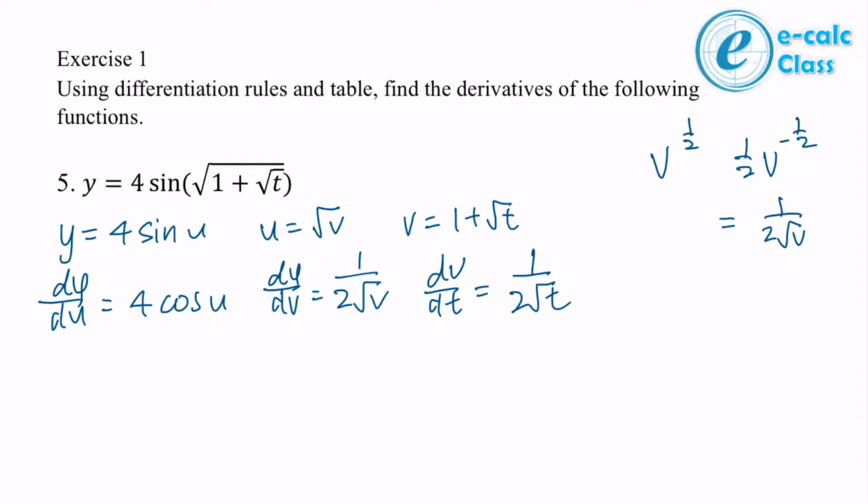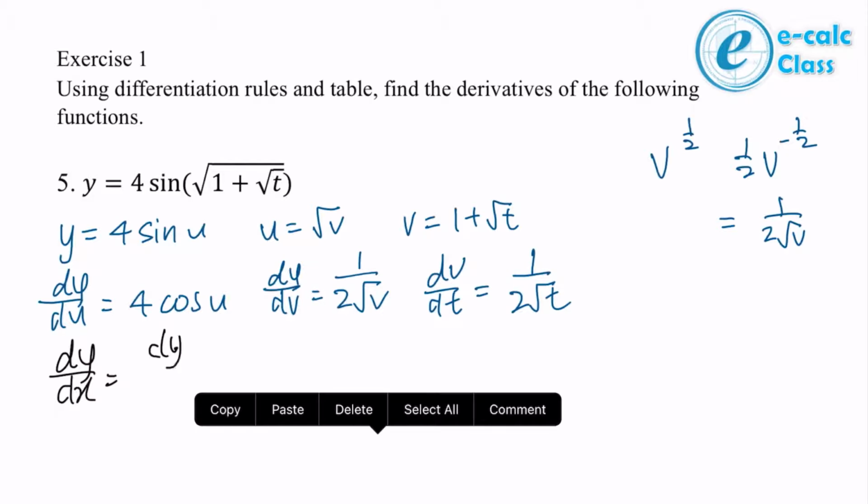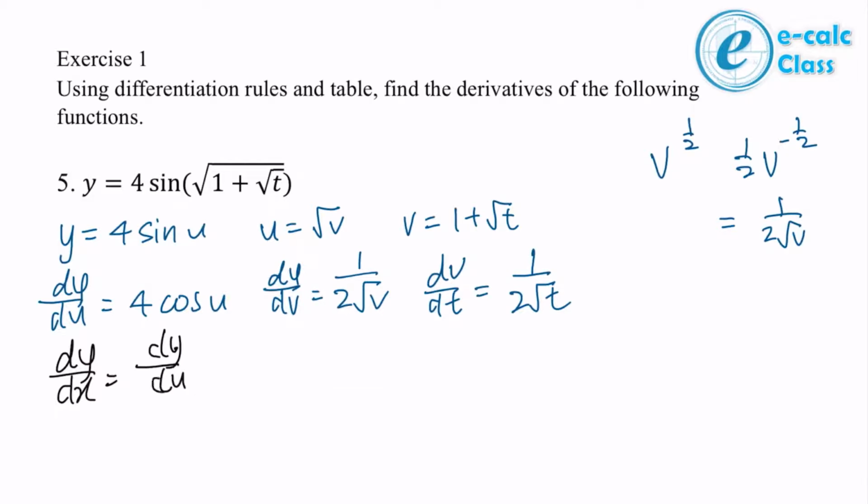Then now it's time to combine all of them. dy/dt, sorry, it should be dy/du times du/dv times dv/dt. Like I said, always check du cancel, dv cancel. Okay, nice.